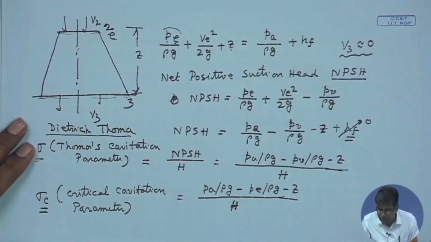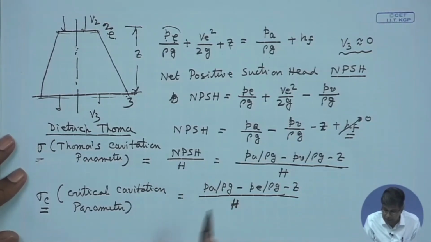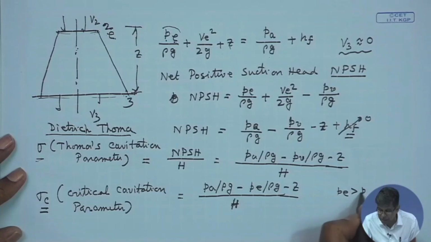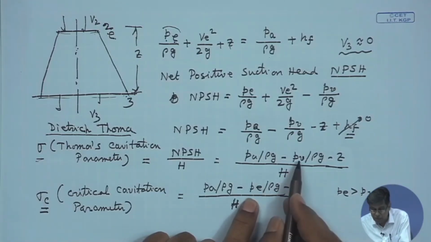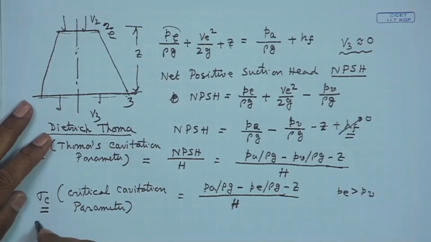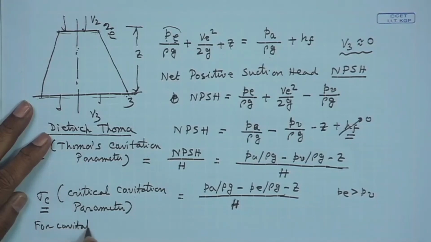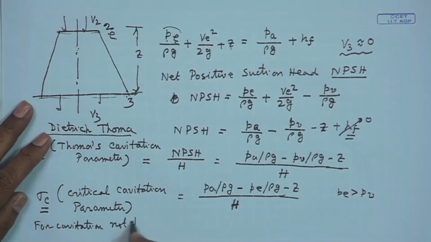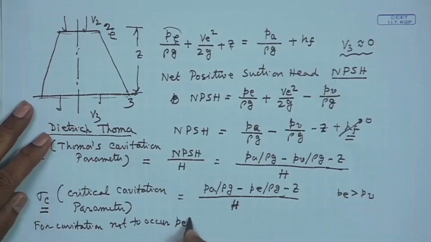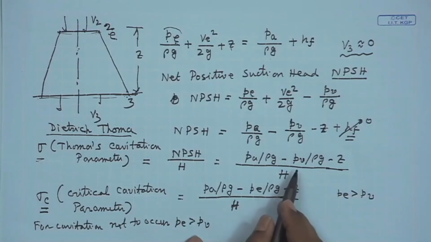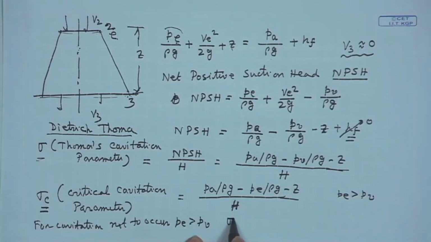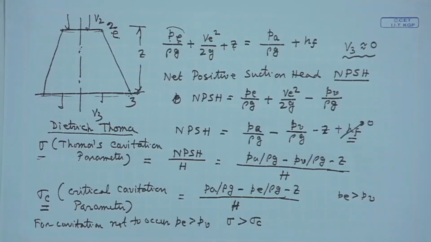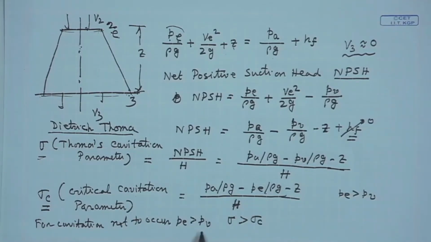Now, it is obvious that for cavitation not to occur, P has to be greater than Pv, that is the vapor pressure at the working temperature, and in that case the Thoma cavitation factor will be greater than the critical cavitation parameter, because Pv is less than P. So, by comparing sigma c and sigma, we can find out whether there is likelihood of cavitation or not.